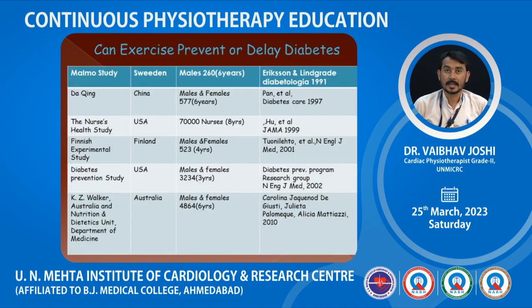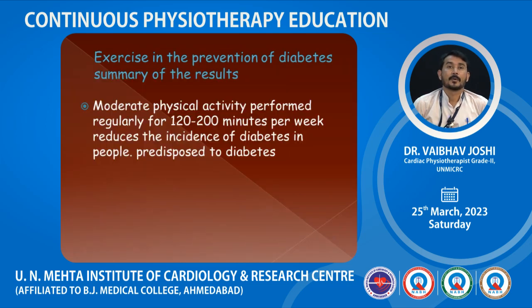Much research has been done in China, USA, Finland, Australia. Many of the studies showed results like moderate physical activity performed regularly for 120 to 200 minutes per week reduces the incidence of diabetes in people predisposed to diabetes.